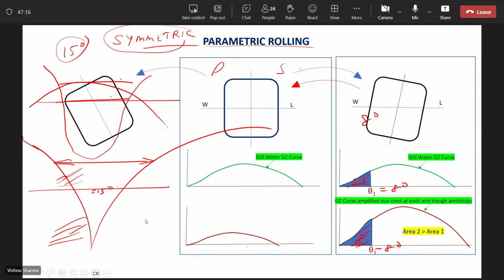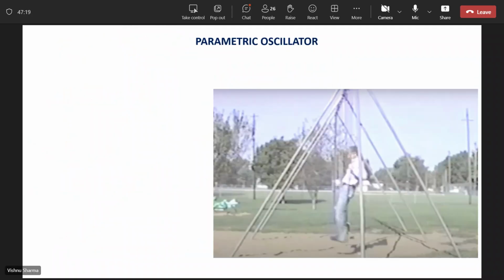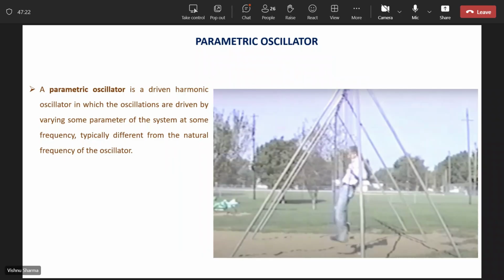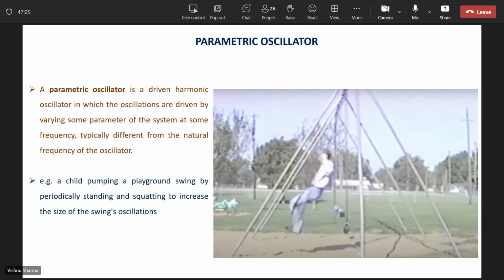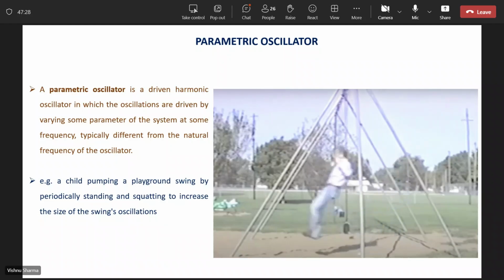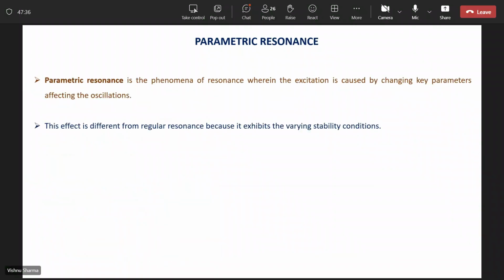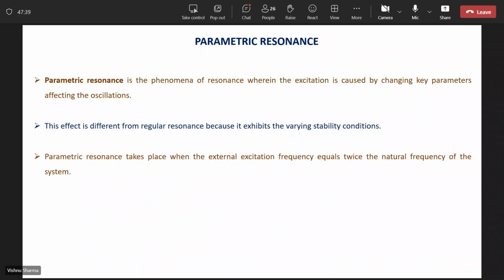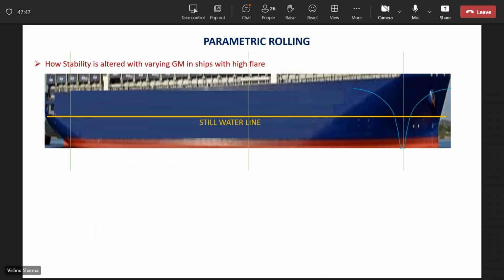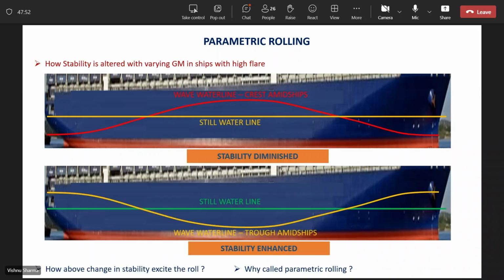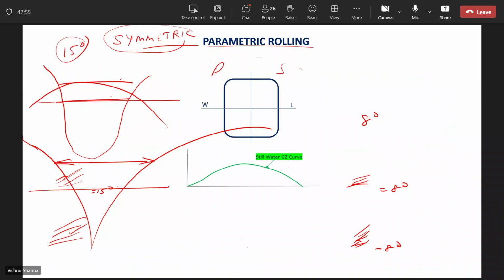Yes, sir. Can you show the second slide, sir, where you have written the parametric rolling definition? This is the first one, beta. Okay, this is pure physics. This has nothing to do with the ship. No, sir, the second one. Okay, this one. Yes, sir. Okay. Then this was the third one where I started explaining to you why the stability is enhanced and diminished. Okay, this is what we have discussed.